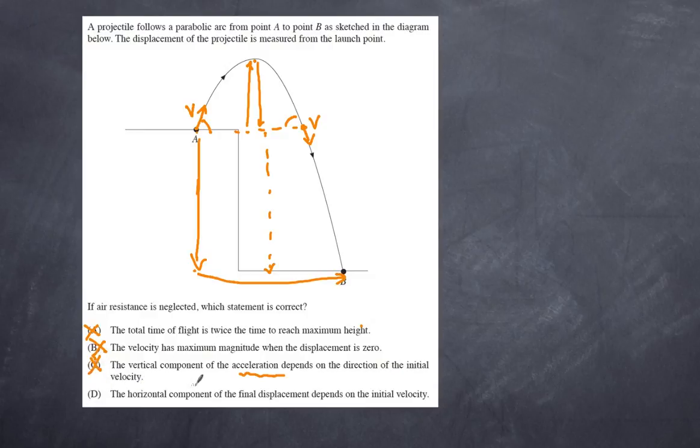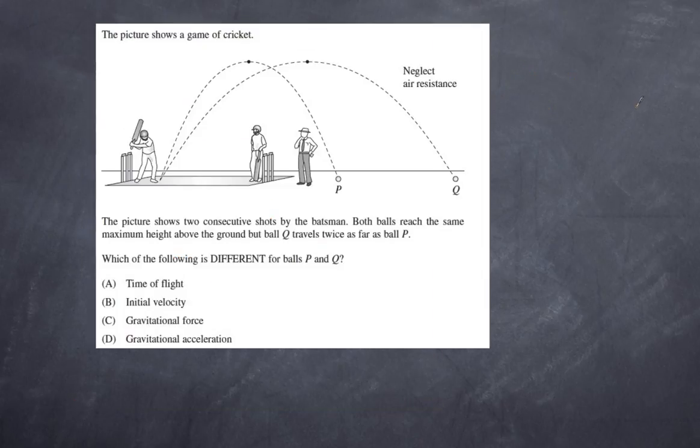Finally, it says the horizontal component of the final displacement depends on the initial velocity. And that is of course true, because the horizontal displacement is always equal to the velocity in the horizontal direction multiplied by the time of flight. So in that case, because it's constant, you can see we have just a simple average velocity formula over here. Clearly the final displacement does depend on the initial velocity. So D is correct.